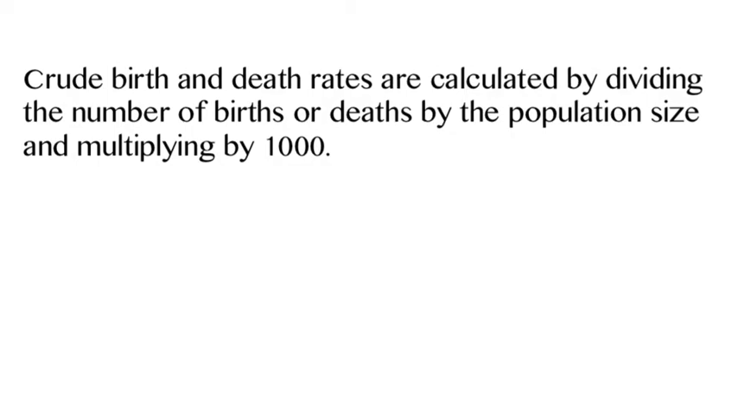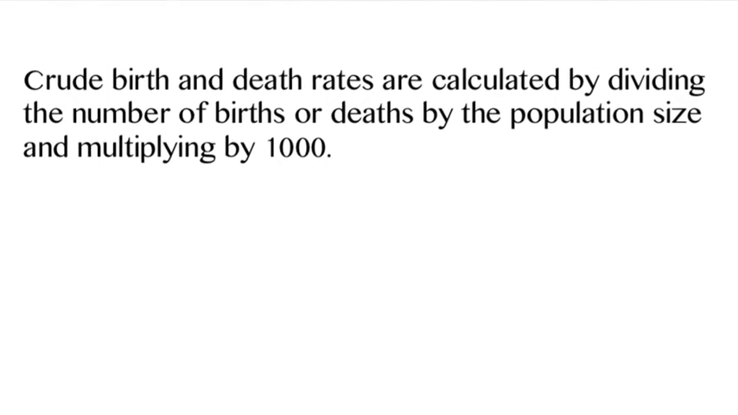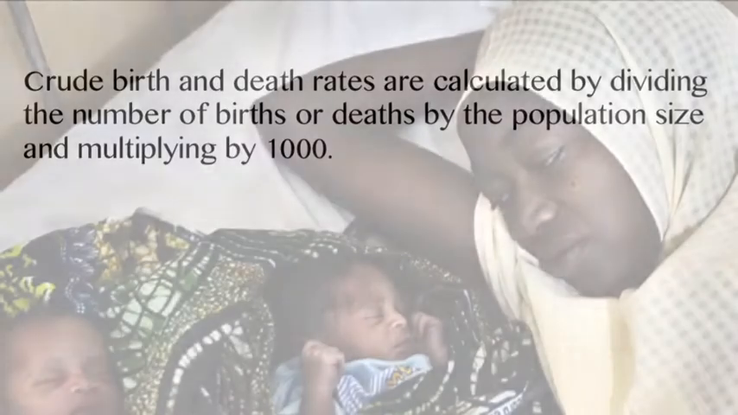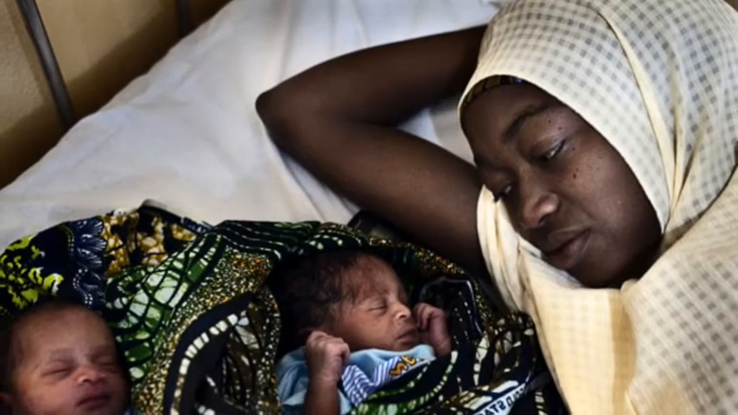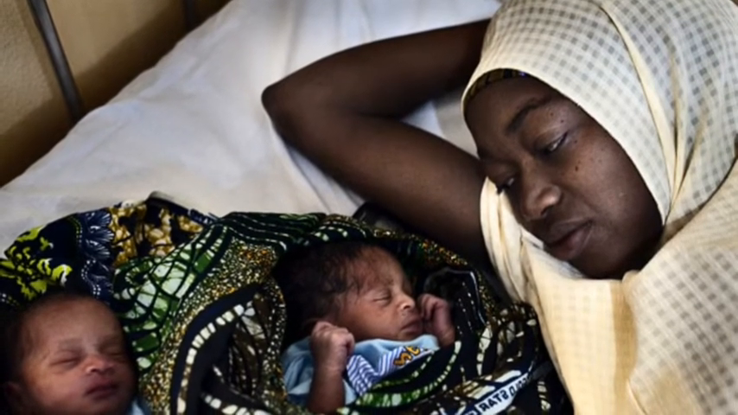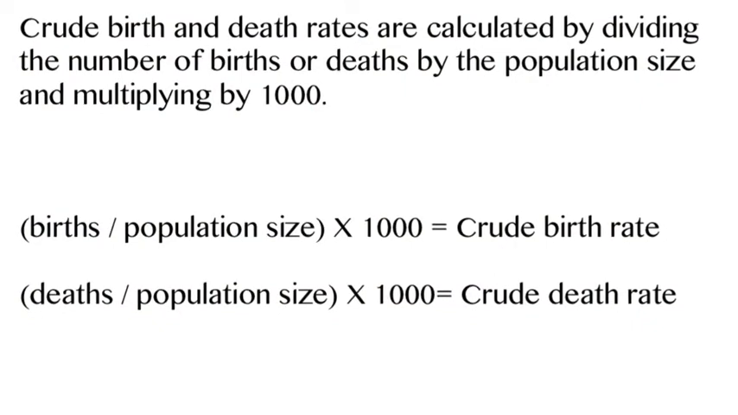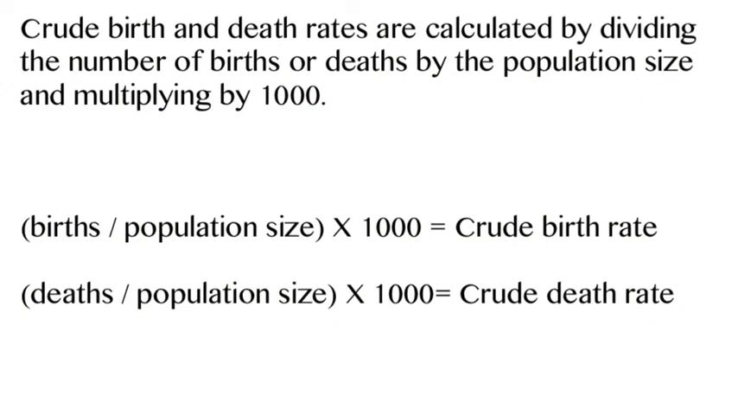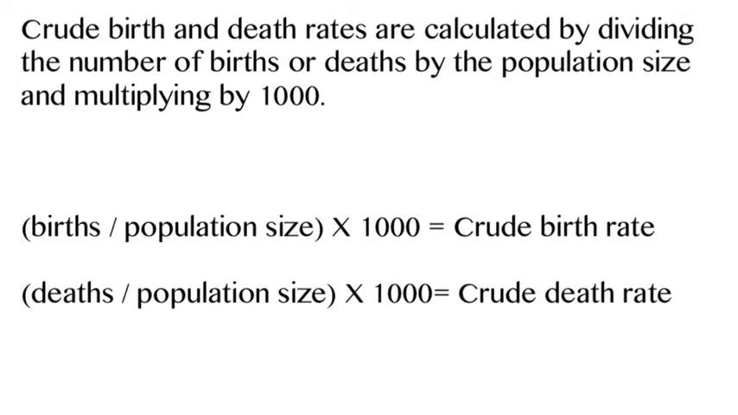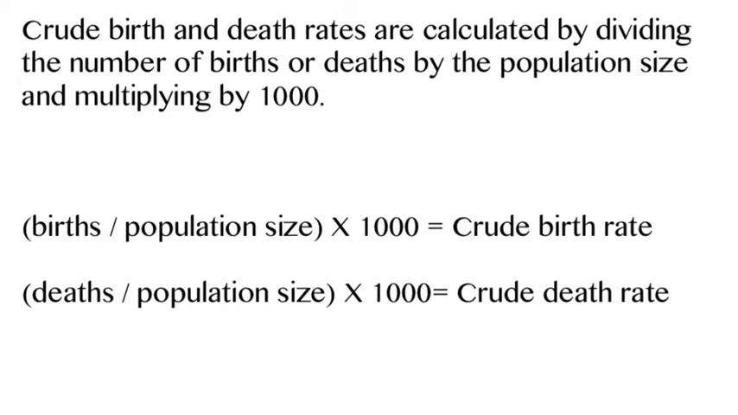Crude birth and death rates are calculated by dividing the number of births or deaths by the population size. So put it on pause, try and write it as an equation. You won't be able to do it. Here it is: births divided by population size times 1,000 equals crude birth rate. I didn't get that done fast.